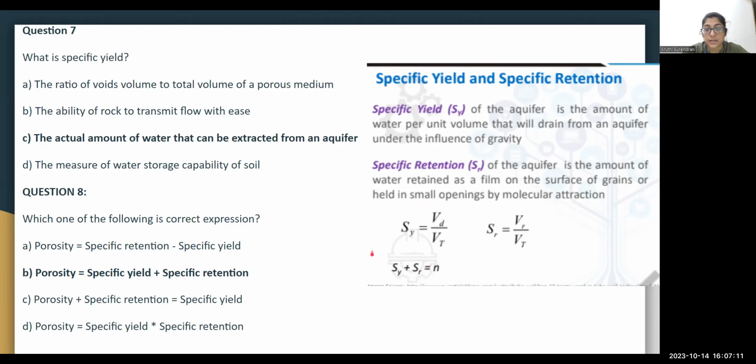This relation is also very important. Based on this relation, we will be having numerical problems that will come. And also they can ask directly what specific yield is and give the definition here, or they can give the definition and ask which of the following terms represents this definition. So you should be clear about the term and its definition, the mathematical representation, and this relation between specific yield, specific retention, and porosity.